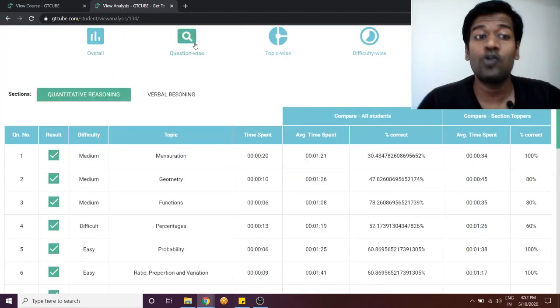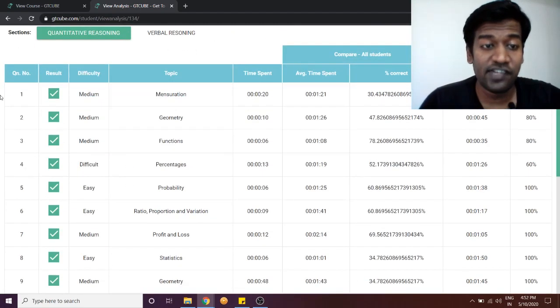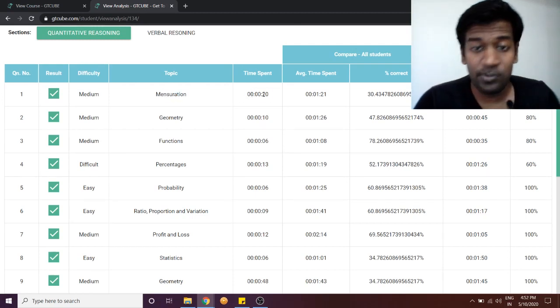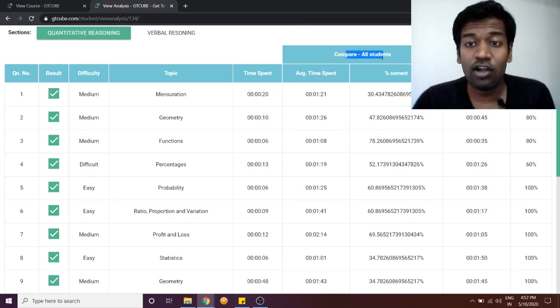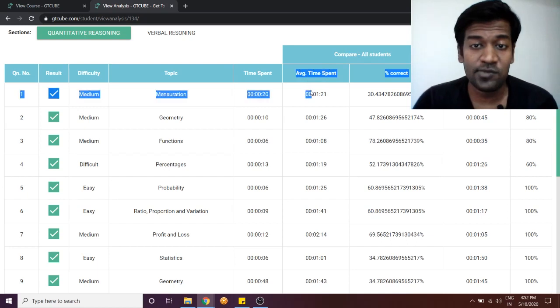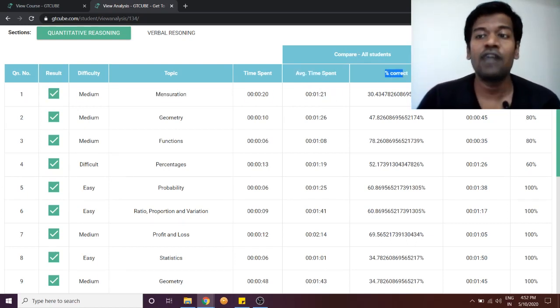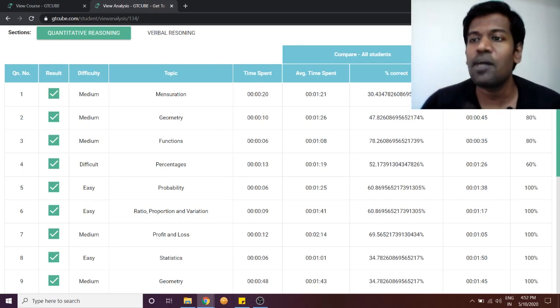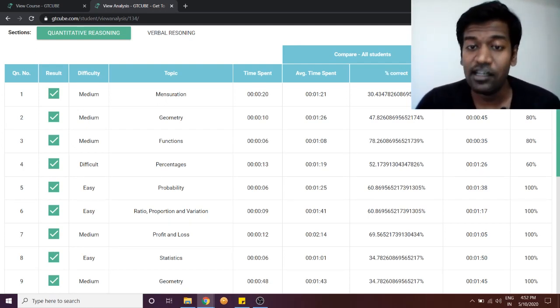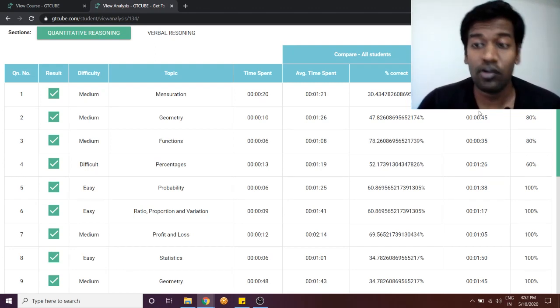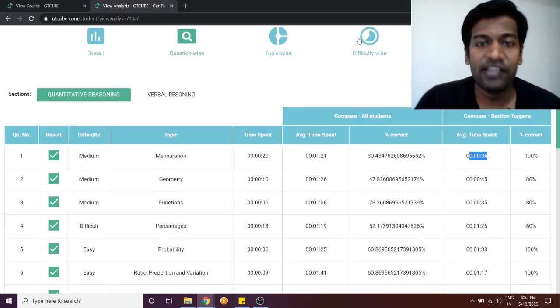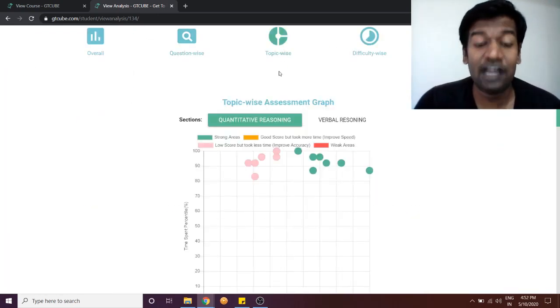Then you will also see question wise analysis, like, okay, this is the first question, the topic is so and so, and you have spent so much time. It's a comparison against all the students: the average time spent by all the students who took the mock, what percentage of them got it correct, and what the toppers did. So you compare yourself against toppers to understand the time they are taking. Okay, they're solving it much faster. That gives you a hint that I should also take that as a benchmark. And then it will also talk about the difficulty or your weak areas.